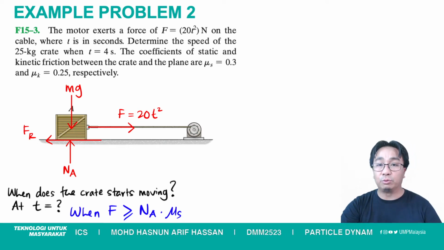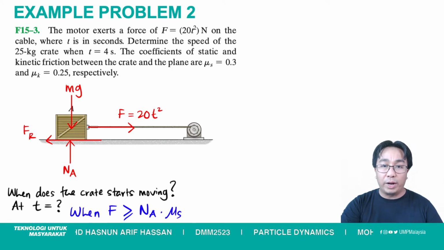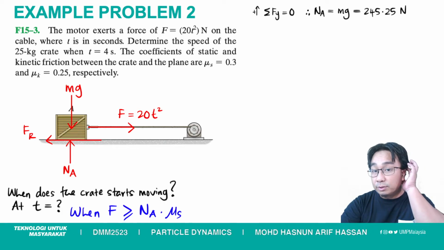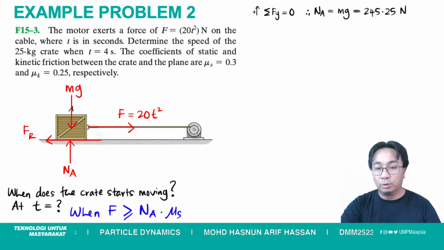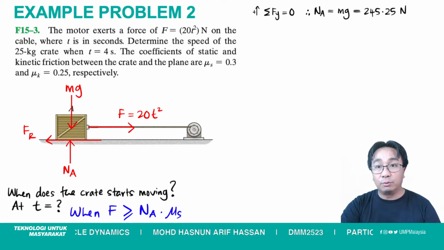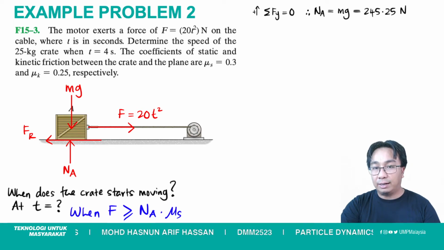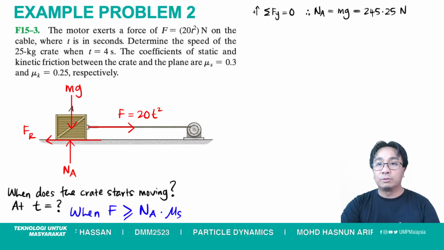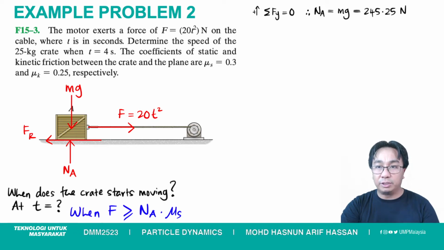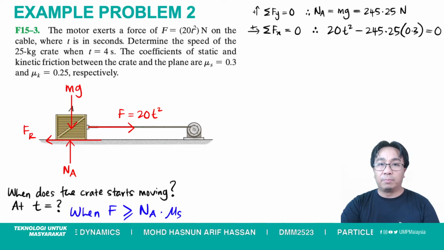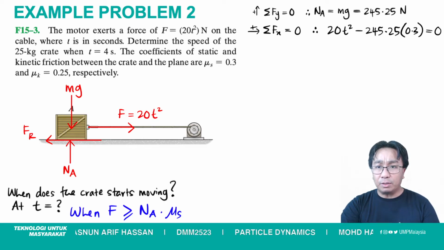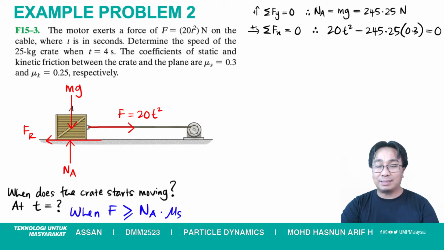So this is what we need to determine first. That is, when does the crate start moving? So how to do this? We're going to use what we have learned in chapter 2, solving the forces in the y-axis. And we know that the crate doesn't move in the y-axis, so the sum of forces Fy equals 0. So we're going to have Na equals mg, that is equal to 245.25 Newton.